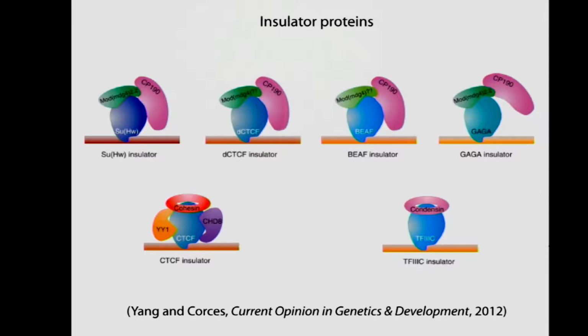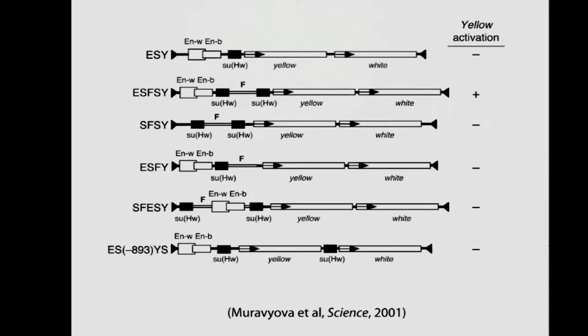The other interesting thing, if we go back to yellow, is a really cool paper in 2001 that took constructs with yellow and white and the suppressor of hairy wing protein, but also looked at a couple of other cases. So you've got your standard, this is an enhancer for white, or rather wing and body, and then we have the suppressor of hairy wing sites.